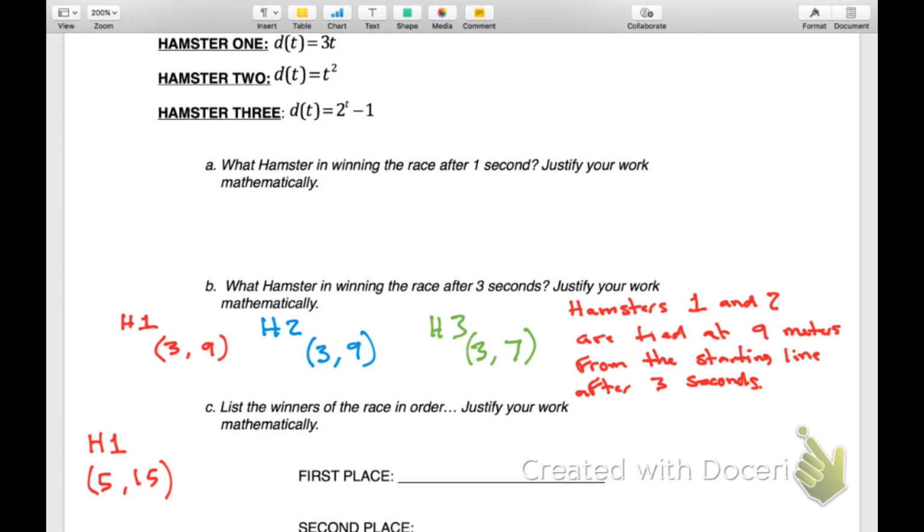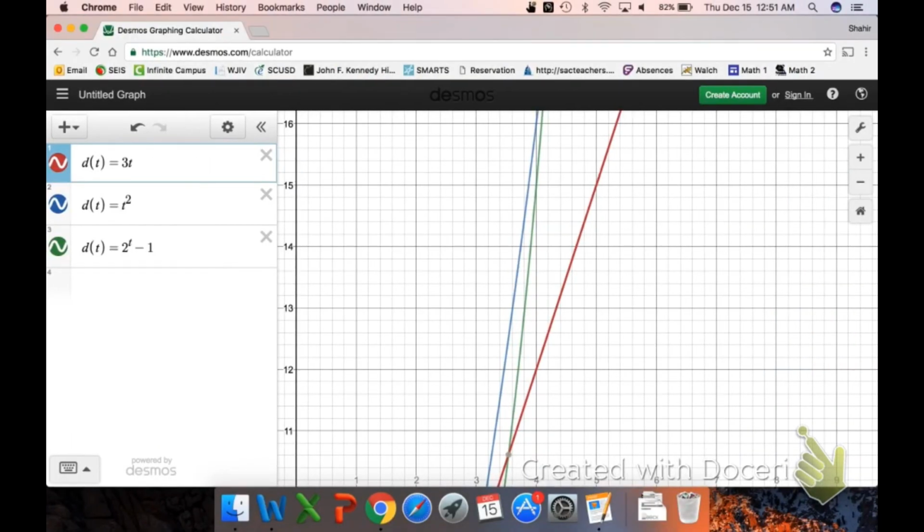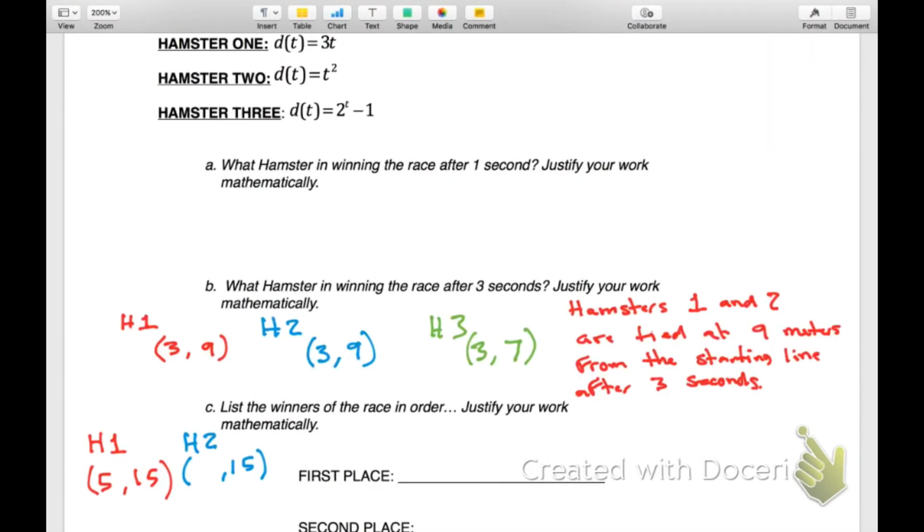Now looking at hamster number 2. Again, you want to know how long it took him to go 15 meters. So you go back to Desmos. The blue graph, 15 meters is right there. So it took hamster 2 3.873 seconds. Let's see if I left enough room for myself. 3.873 seconds to go 15 meters.